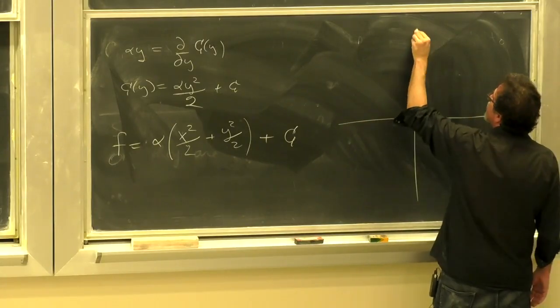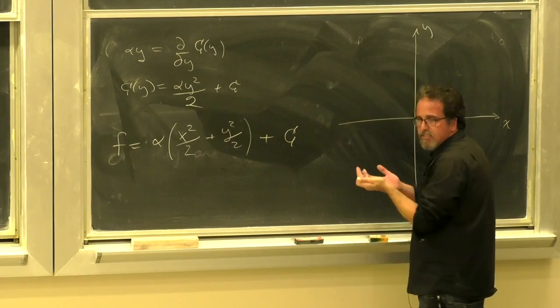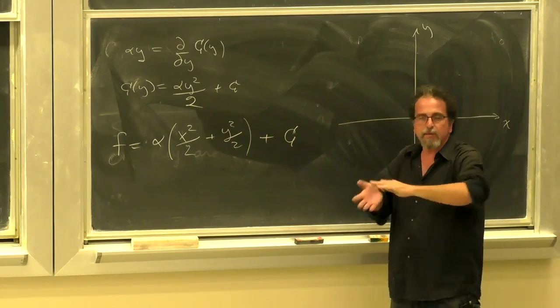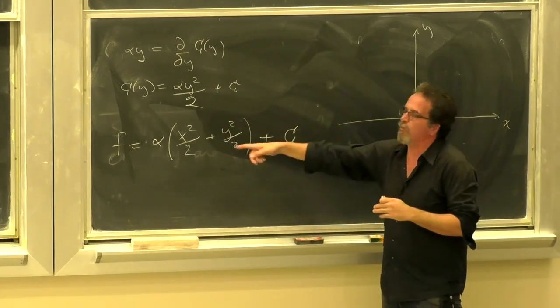So here's x, and here's y. And if you look at this thing, sometimes we do surface plots. This is a paraboloid.